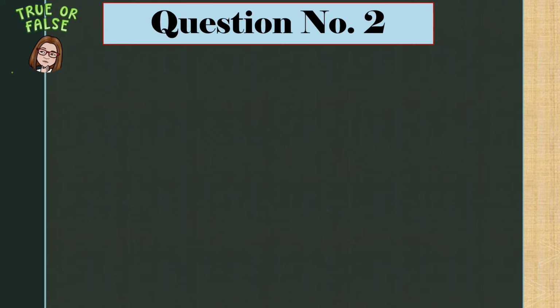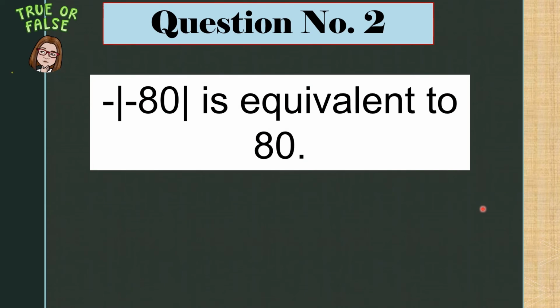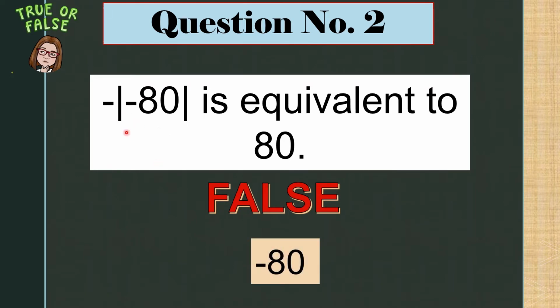Good. Question number 2. The negative absolute value of -80 is equivalent to 80. True or false? The correct answer is false, because if you're going to simplify, this is equivalent to -80. You just have to copy the negative sign outside the absolute value sign. You have to affix the negative sign in the final answer. So, if you get this right, good job.